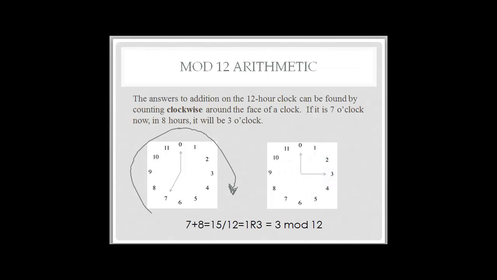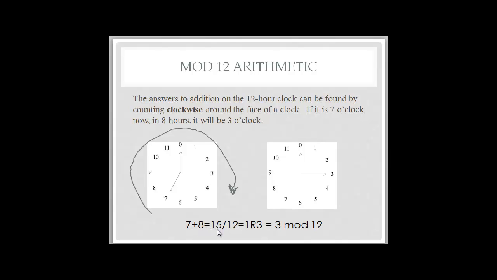Now remember, every time you pass 12, you're going to start over again. Let's look at some mod 12 arithmetic. The answers to addition on the 12-hour clock can be found by counting clockwise around the face of the clock. So you're going to go to the right. So if it's 7 o'clock now, in 8 hours, it's going to be 3 o'clock, right? So what you would do then is 7 plus 8 is 15, in regular arithmetic.